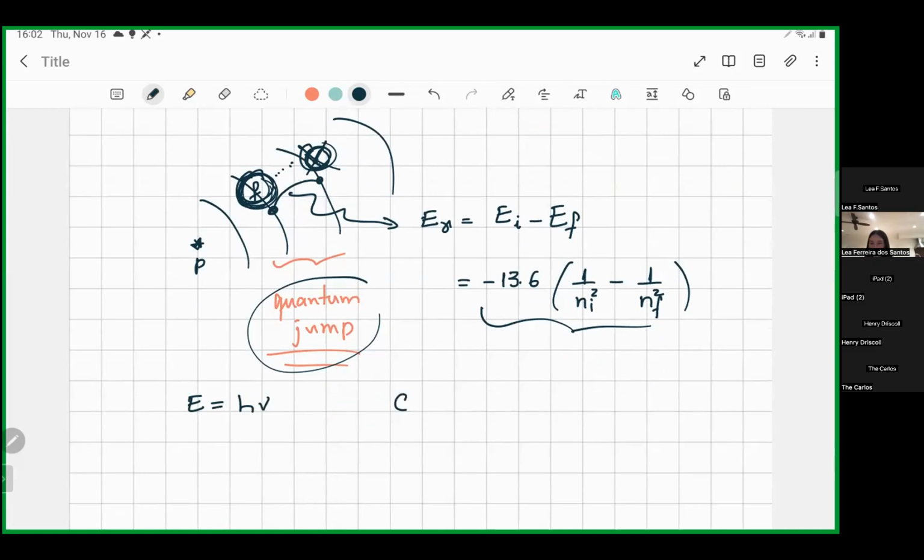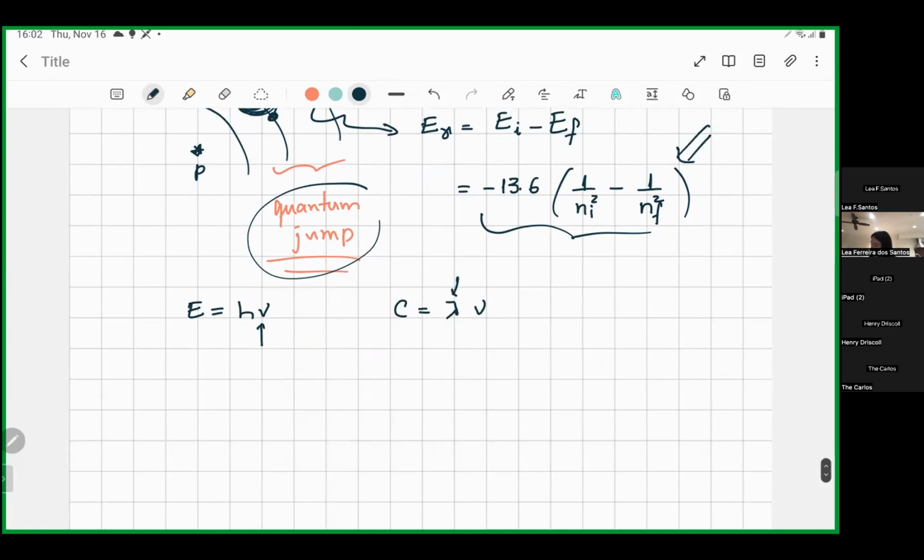Now, as we just said, energy is associated with the frequency. We are talking about electromagnetic waves, moving with the speed of light, and here is the speed of light. So I can also write the frequency in terms of wavelength. We can rewrite this equation, as I gave you last class, in terms of the wavelength of those lines of the spectrum for hydrogen. So it is a certain constant times 1 over nf squared minus 1 over ni squared.